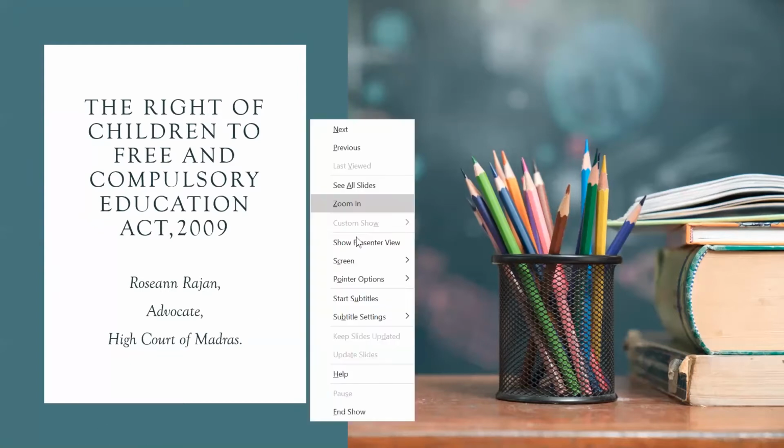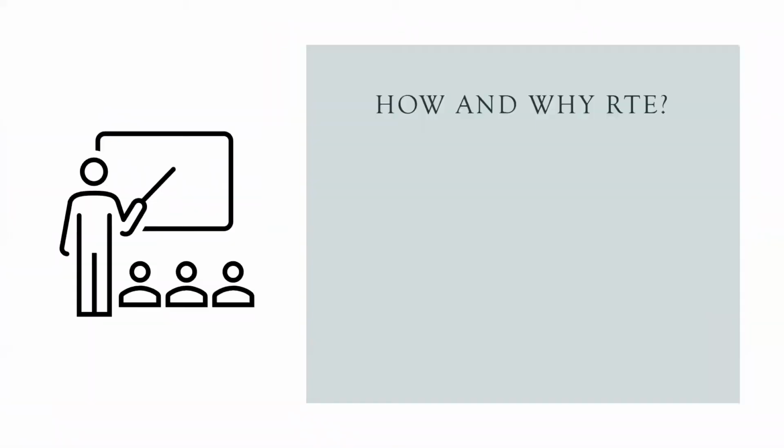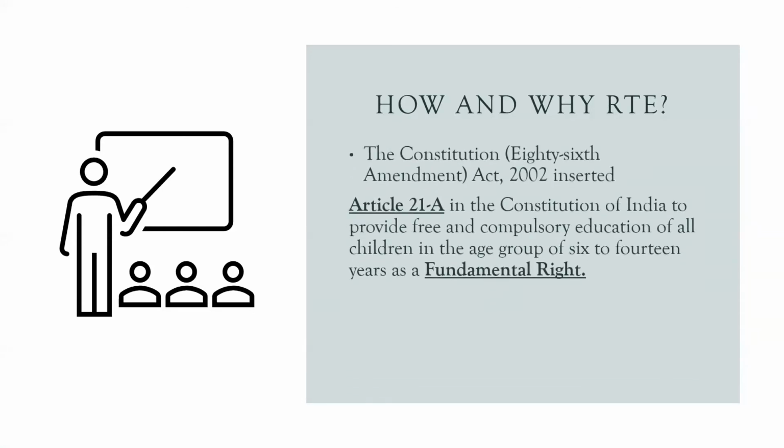So, to just give you a brief of why and how this Right to Education Act came into being, something that we should know is that this is the 86th amendment that was done to the Indian Constitution. Okay. And so Article 21A was inserted, as ma'am has rightly pointed out. It pertains to free and compulsory education for children in the age group of 6 to 14.